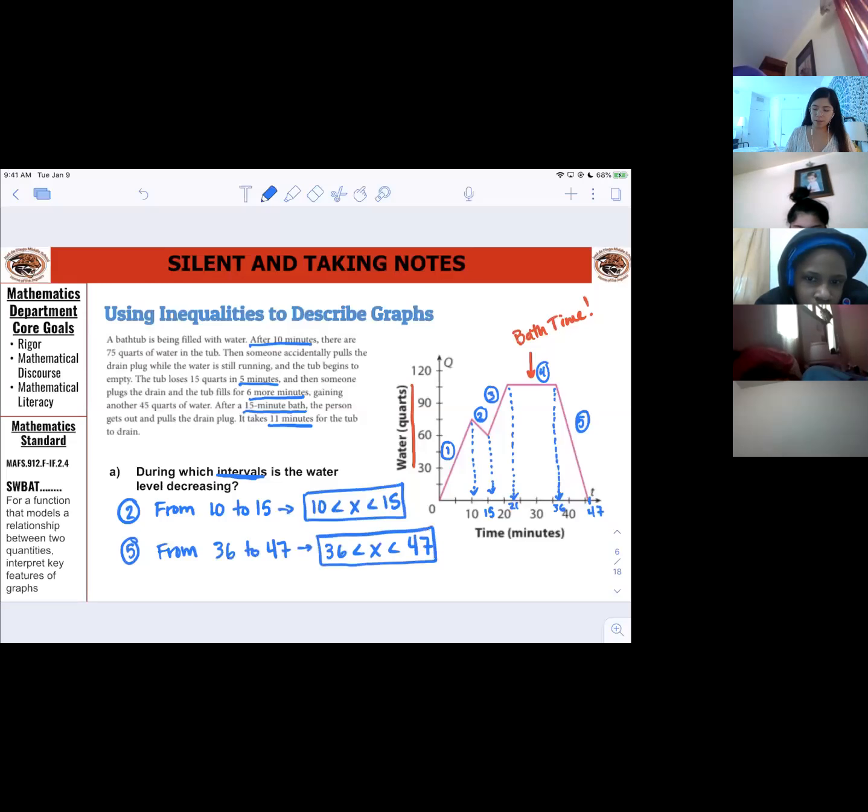So remember, these inequalities are literally telling you x is between 36 and 47. It's just a mathematical way of saying the same thing. I know it might look a little bit confusing. Let's do a couple more examples where it's going to make a little more sense.